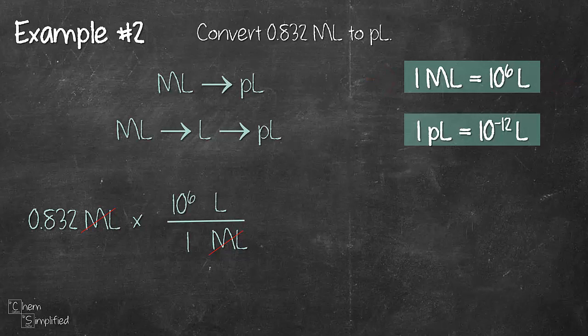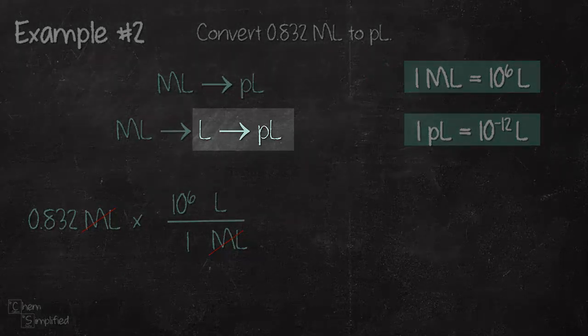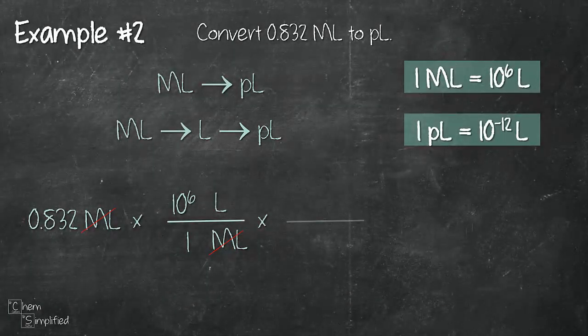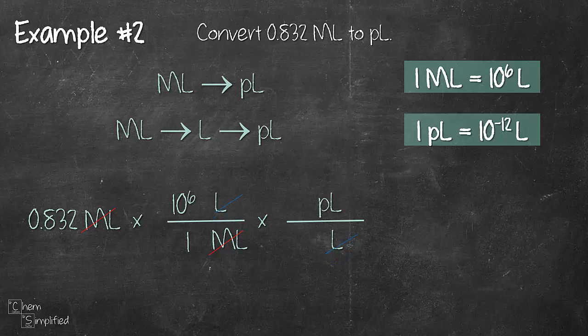Now we're going to do the second step of the conversion, which is from liter to picoliter. So multiply, draw a line across, and then we're going to place liter at the bottom and picoliter on the top. That way, liter and liter can cancel off and we'll end up with picoliter. And then the same thing, put in the numbers: 1 in front of picoliter, 10 to the negative 12 in front of liter. That will give us 8.32 times 10 to the power of 17 picoliter.